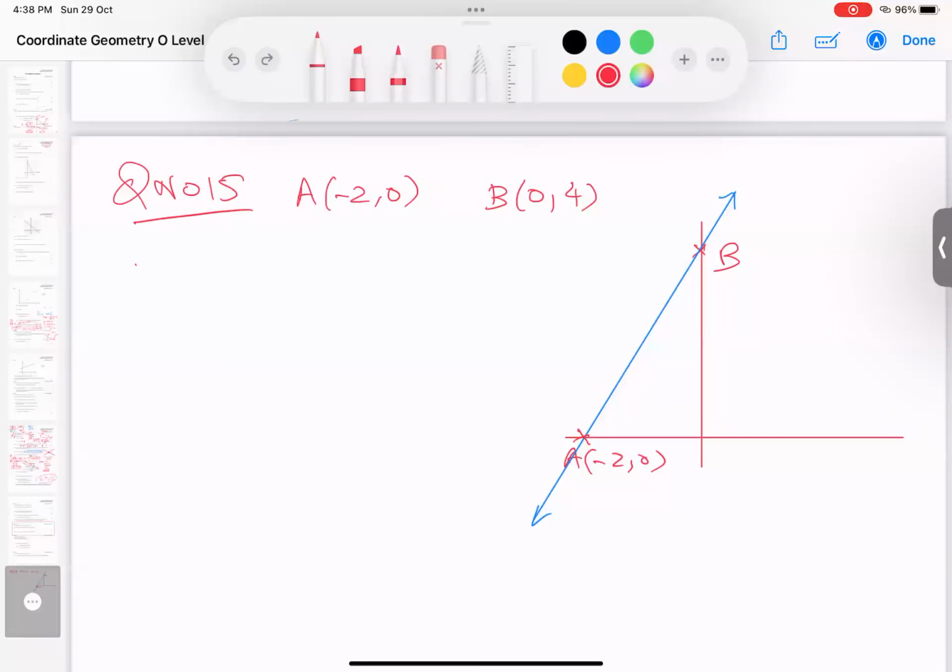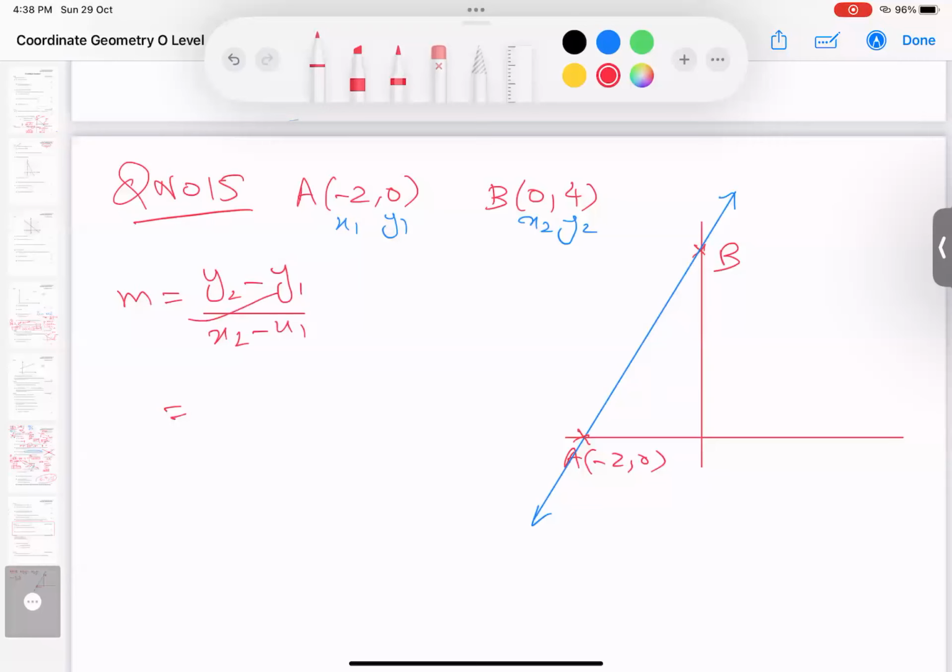So let's start. First of all, gradient. And I said, whenever you start, take some precautionary measures: X1, Y1, X2, Y2. This is not a compulsory part of the question, but if you do it, it's good for us. The chance of mistake reduces. Y2 minus Y1 over X2 minus X1.